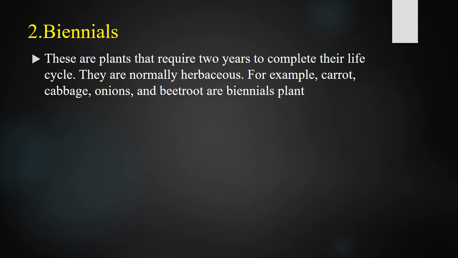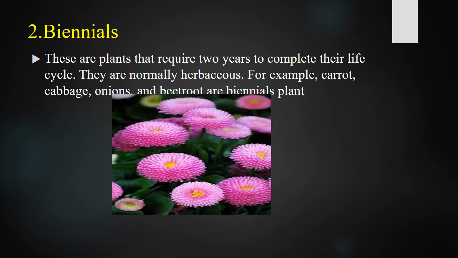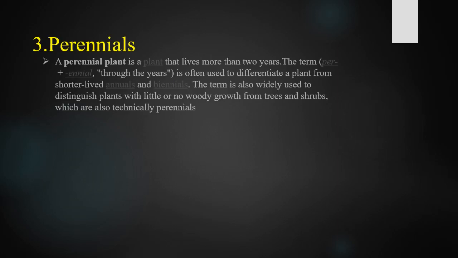Next plant, that is biennials. Now what is the meaning of biennials? Basically the plants which can survive only for 2 years, right? In their life cycle, they are normally herbaceous. For example, carrot, cabbage, onions, beetroot are biennials. These are the plants or the vegetables that survive for 2 years.